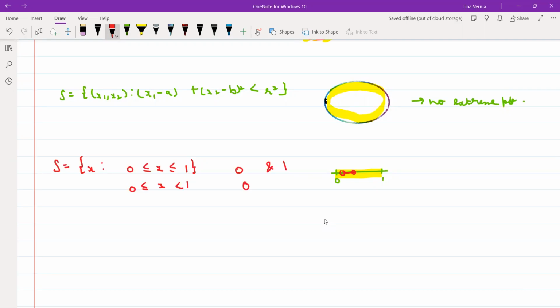Because 1 you cannot take. From 1 nearby 1, you can take any nearby values that can pass through that point. The same if I exclude this and include this, I have extreme point in that case will be 1. If I exclude both, then no extreme points.